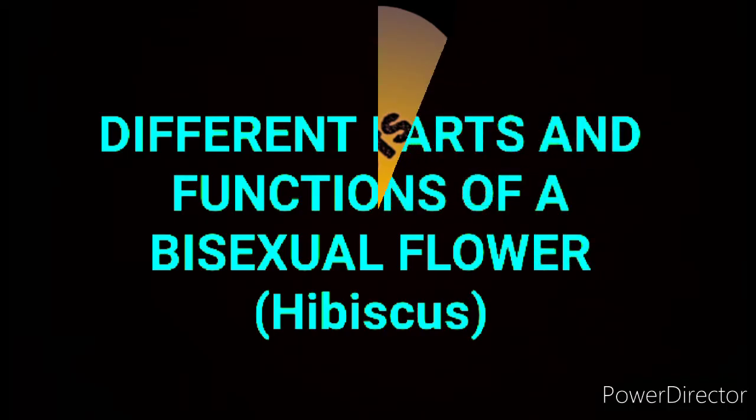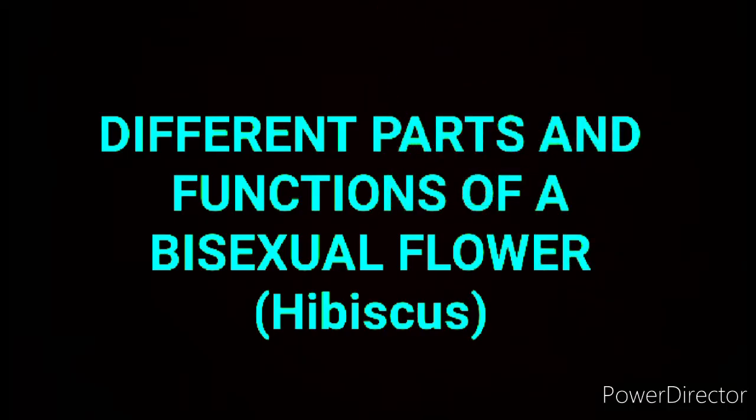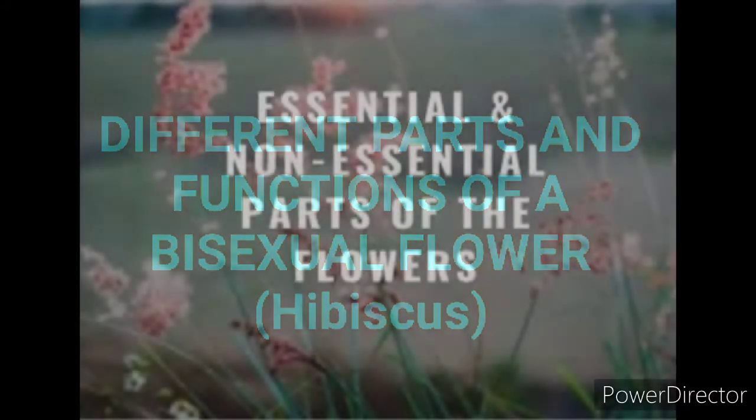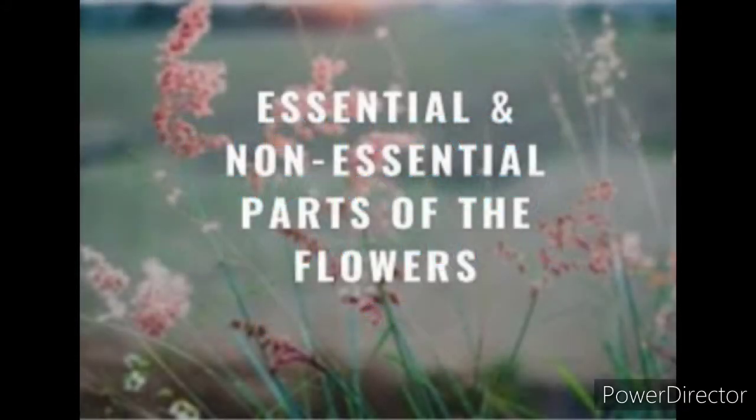Hi everybody. Now I am going to explain to you the different parts of a bisexual flower and each part's functions by using the figure. In a flower, two types of organs are present, known as essential organs and non-essential organs.